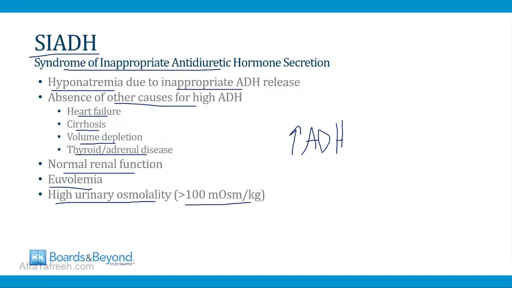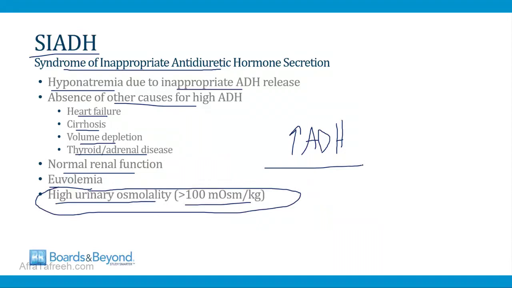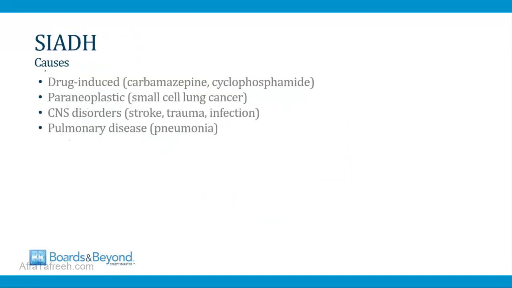If a patient has hyponatremia and a high urinary osmolality, that tells you that the ADH level must be high. That's what makes the urine concentrated like this. And then if there's an absence of all of these other causes of high ADH, then the diagnosis is made of SIADH. And there are many, many causes of SIADH. You can read about these. I've listed some of the important ones on the slide here.